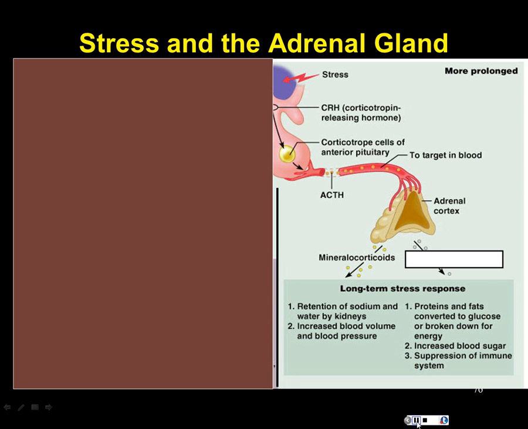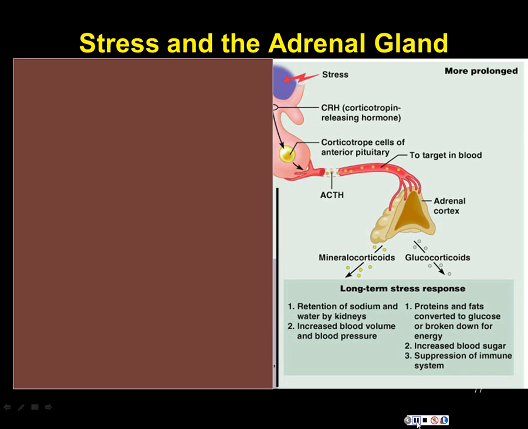The other type, I need high blood pressure. What else do I need? If I've got a stressful event, I also need my blood sugar and the rest of my nutrients to go which way? Up. So which class of corticosteroids can help deal with this?